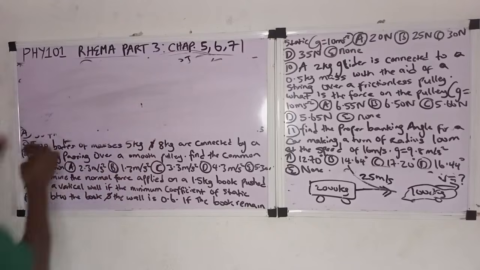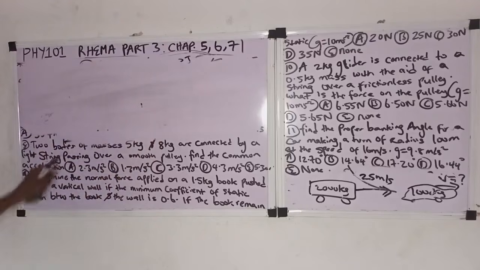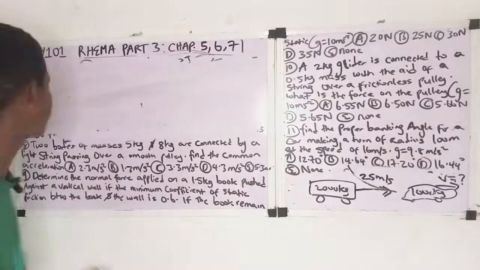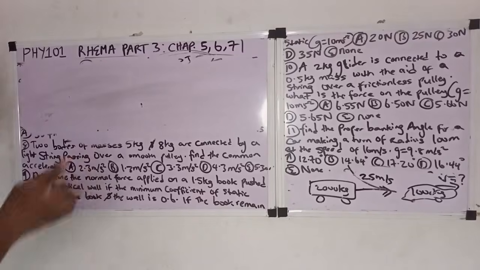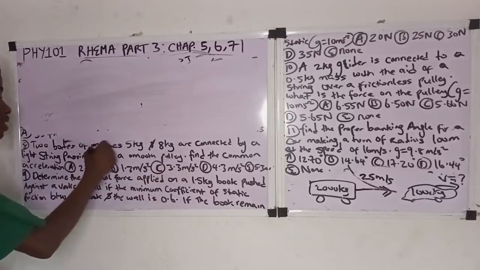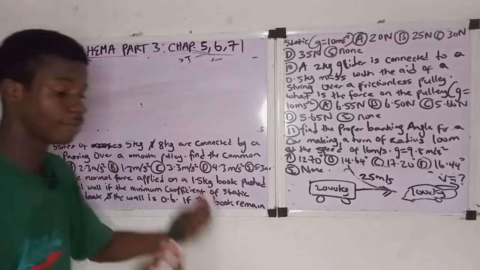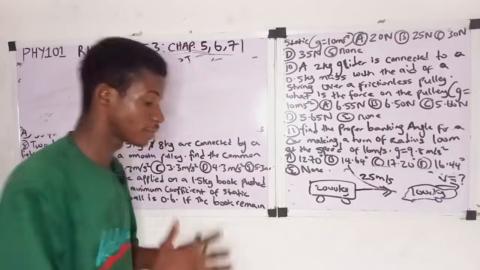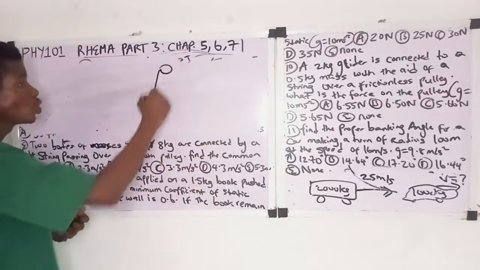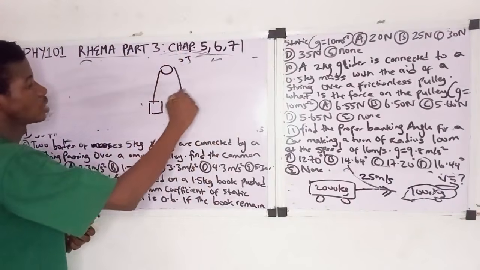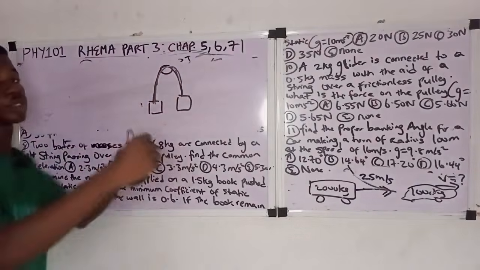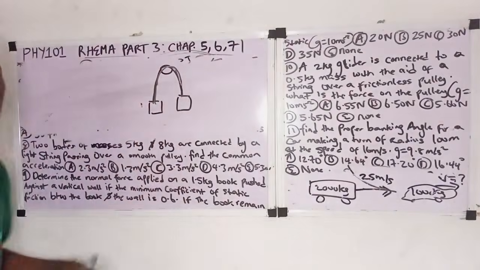Now for question 8, they said two bodies of masses 5 kg and 8 kg are connected by a long string passing over a smooth pulley. Find the common acceleration, right? Yes. I've given you guys the formula before. This question comes from two suspended masses, two masses connected over a pulley. Both masses are suspended, and they're asking us to calculate the common acceleration.